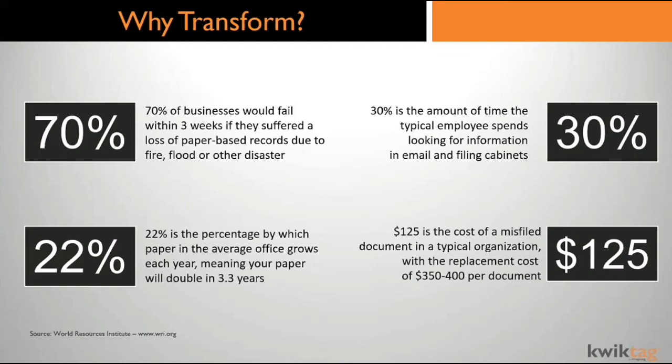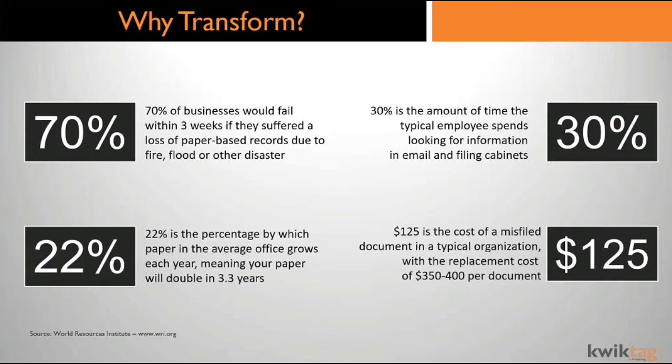So it commands a lot of time for somebody to dig out the information that they're looking for. In some cases, what if it was misfiled and then they really have to scramble to find something. So it's a huge time suck to have things stored in paper environments. Lower left-hand corner of your screen, 22%. This represents the percent by which paper grows in an average organization, meaning that within 3 years, roughly, faster if you're a larger organization, the amount of paper in your business is going to double.